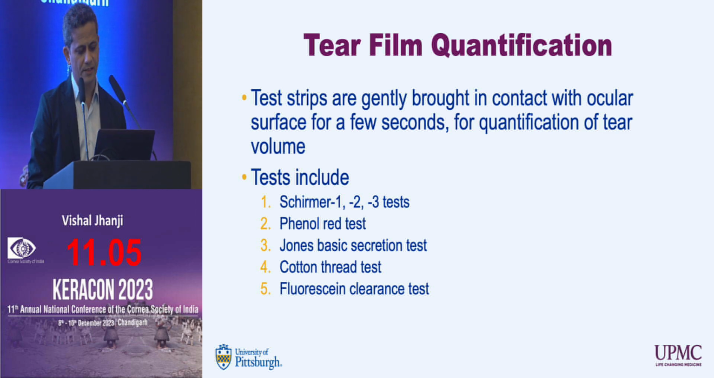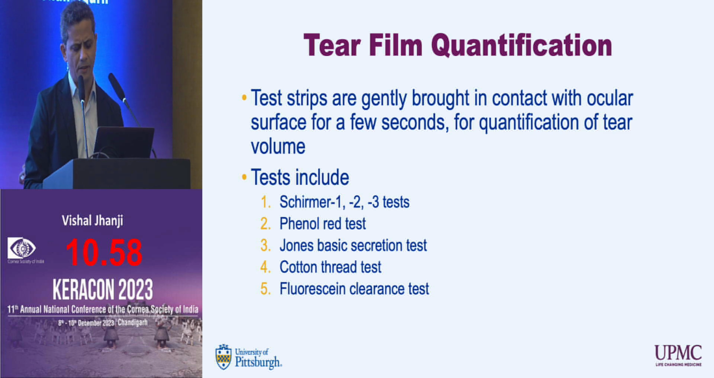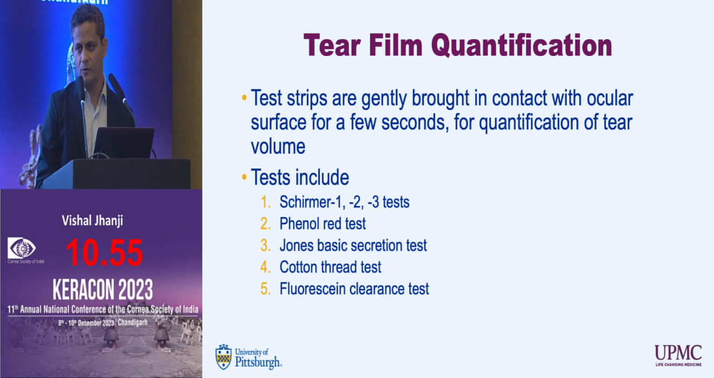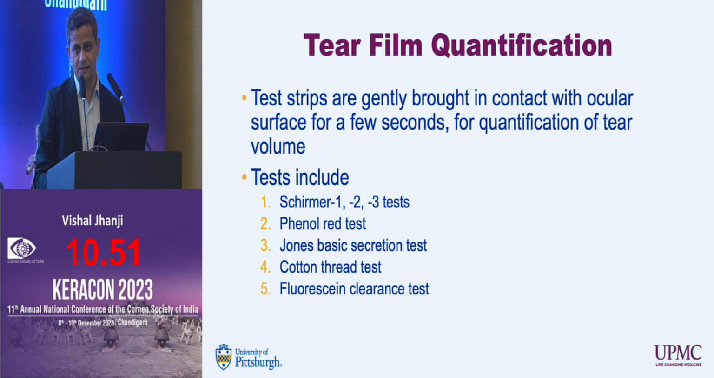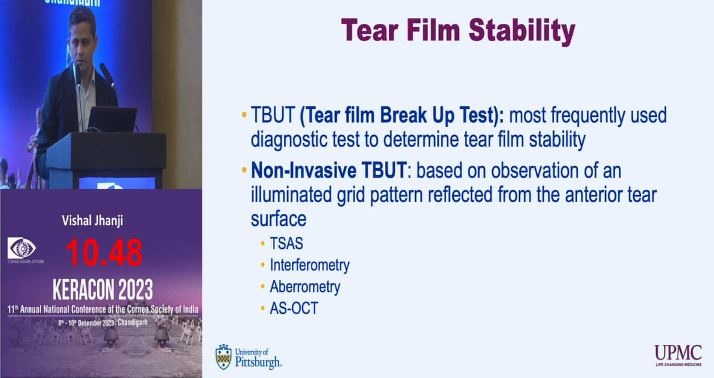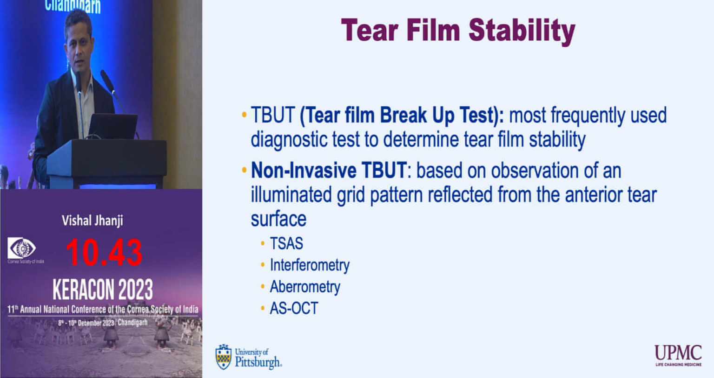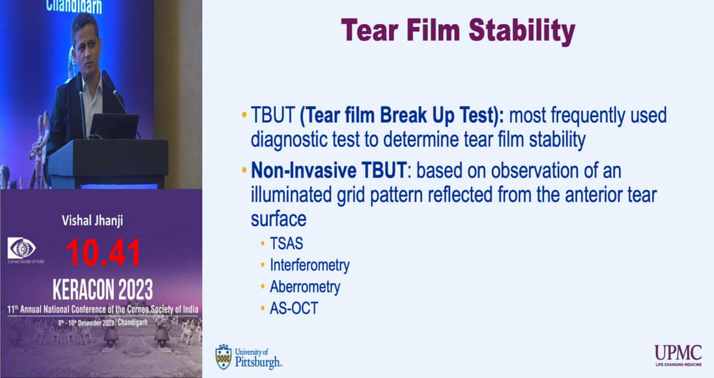The old school testing can include the phenol red test, the Jones basic dye test, the cotton thread test, and also the fluorescein clearance test, which are not very commonly performed in the clinics. In fact, if you speak to most of the academic centers, people are moving away from Schirmer's test as well, because the most commonly used test is actually for tear film stability, the tear film breakup time. Any clinical trial, any new drug, anything that comes in the market, one of the main outcome measures is the tear film breakup test, especially the ones for treating dry eye disease.